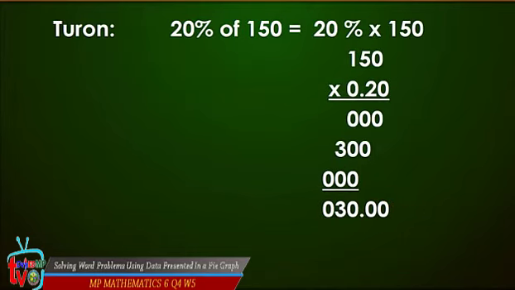Turon, 20% of 150 is equal to 20% times 150. Change percent to decimal, so 150 times 20 hundredths. Get the partial products. 0, 0, 0. 300, 0, 0, 0. Get the sum to get the final product. The final product is 30.